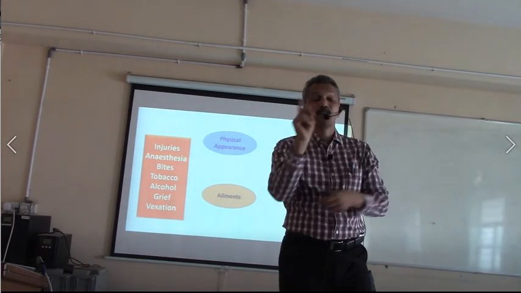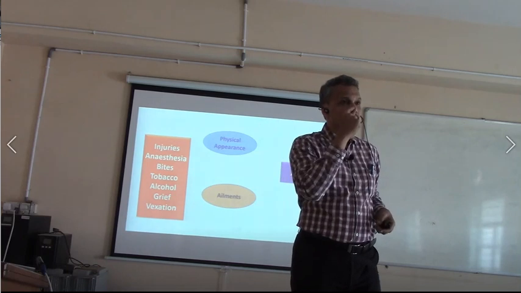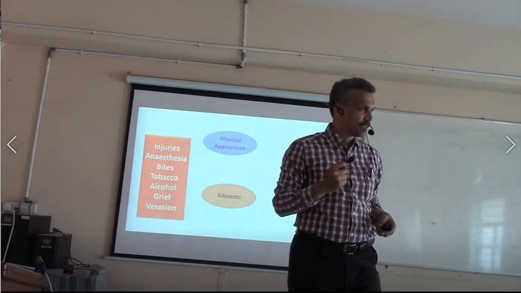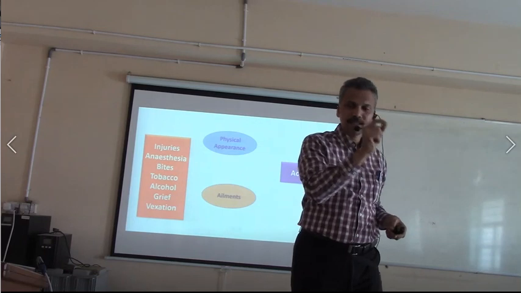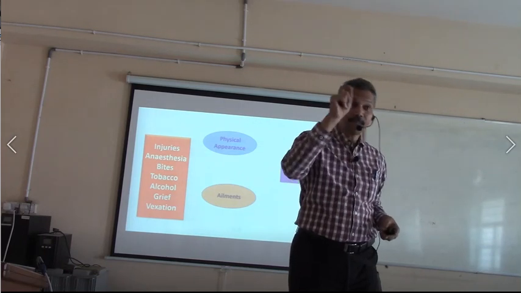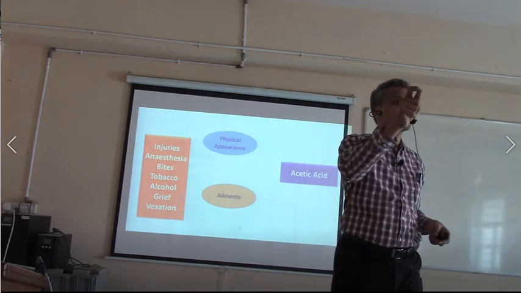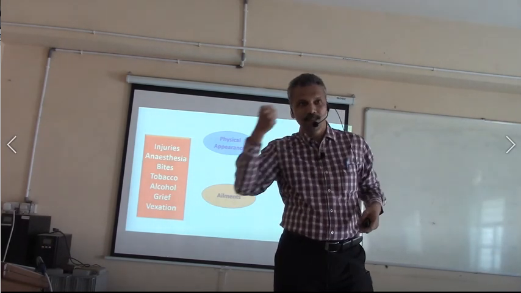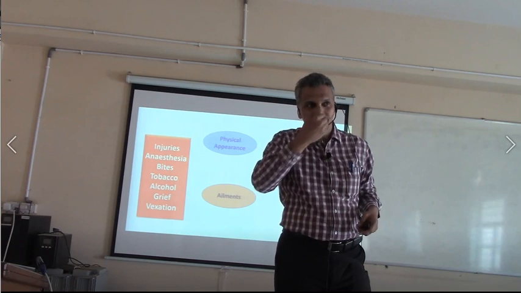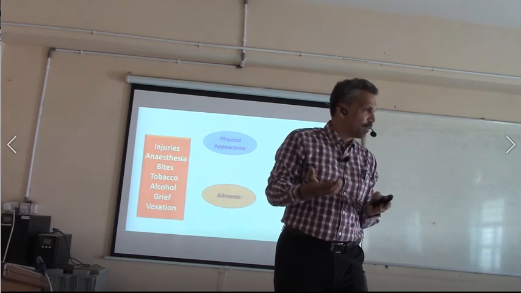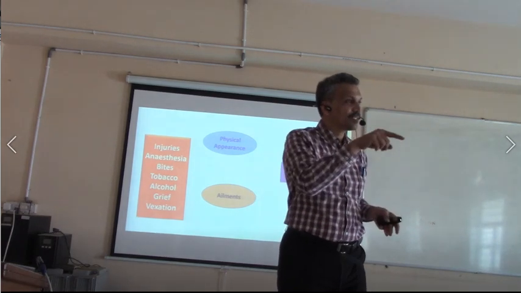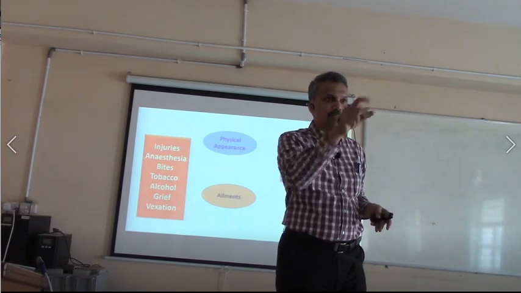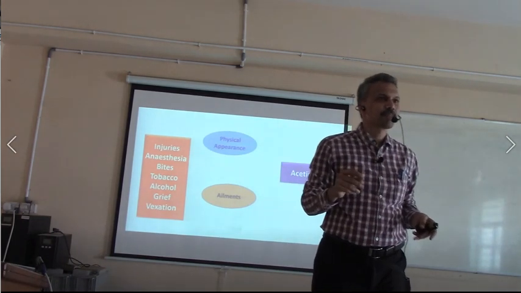Okay, we'll make it simple. What you need to understand is it has epistaxis. Acetic acid has epistaxis. Epistaxis in acetic acid is after a blow. So there is a blow, and then the nose starts bleeding. This is what we call it as after a blow.